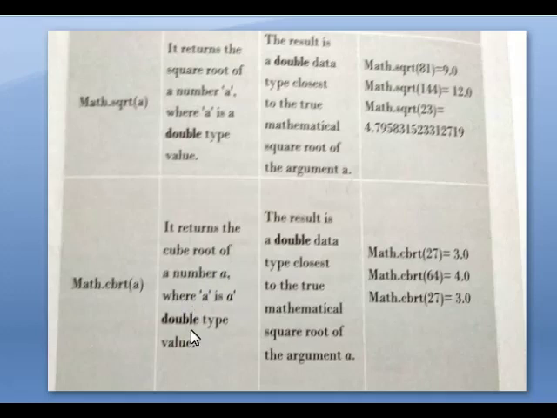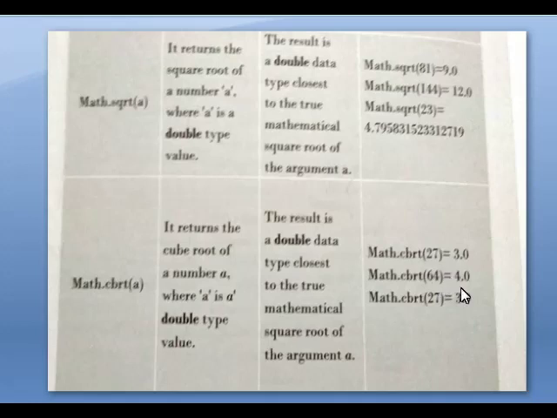See, cube root of 27 means 3 into 3 into 3. 3 3s are 9, 9 3s are 27. So the answer is 3.0. Then 64. 64 is divided into three parts, that is 4 into 4 into 4. 4 4s are 16. 16 into 4 is 64. So the answer is 4.